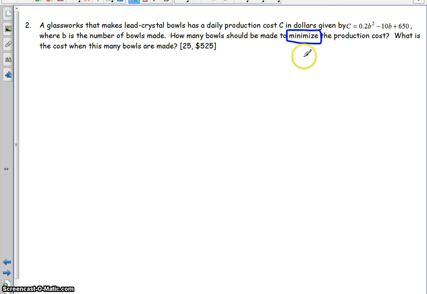Okay, does it make sense to be a minimum? Yes, because we have a parabola that's opening up. So it's asking us how many bowls we made to minimize, so it's asking us for the B value, and it's also asking us for the cost, so it's asking us for the C, so we need both the independent and dependent variables that give us the minimum, which means we're dealing with the vertex. So what's the easiest way to find the vertex here? So you have C equals 0.2b squared minus 10b plus 650.